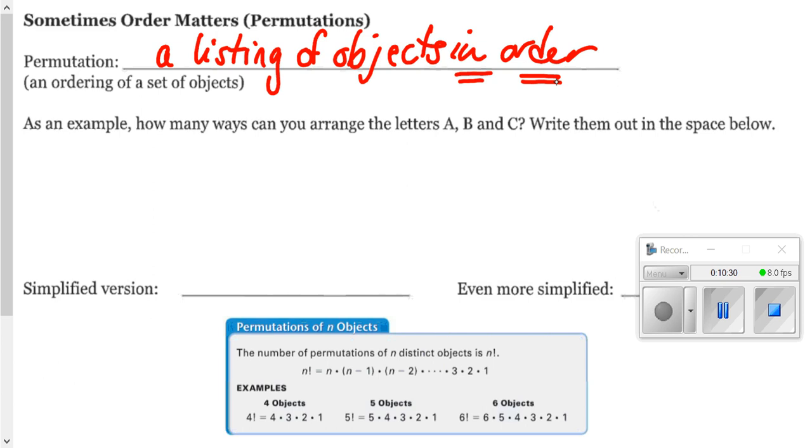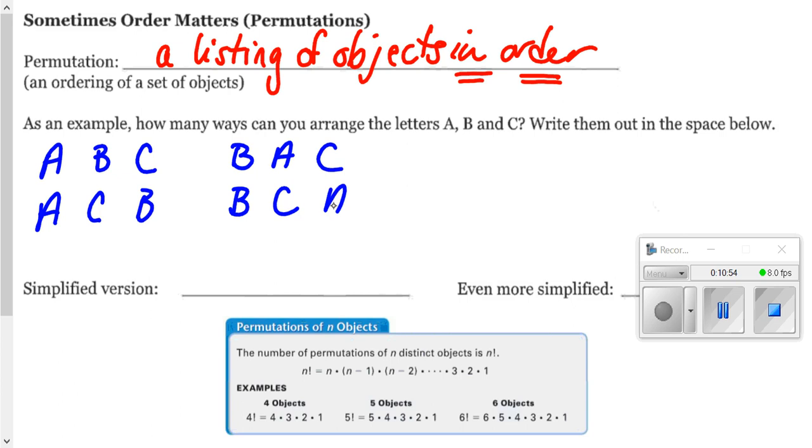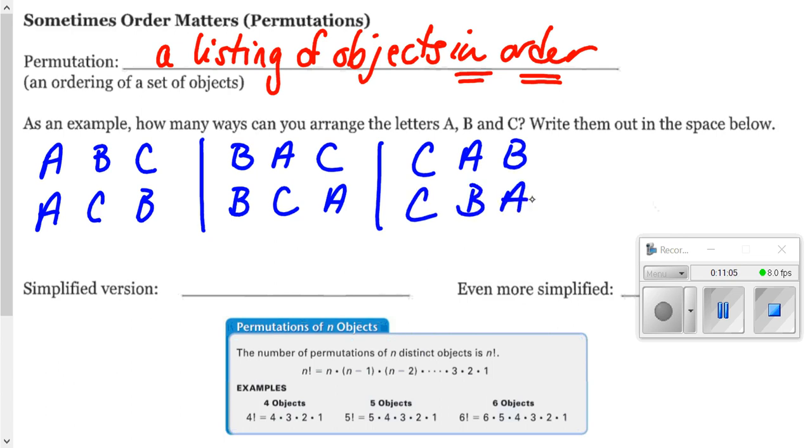Okay, so as an example, how many ways can you arrange the letters A, B, and C? Well, if we just figured it out ourselves, I'd start out with, okay, if A is first, I could have B and then C. Or if A is first, I could have C and then B. And those are the only ones that have A first. If I had B first, I could have B, then A, then C, or I could have B, then C, then A. And if I had C first, I could have C, A, B, or I could have C, B, A, and that's it. So there would be 6 different permutations.